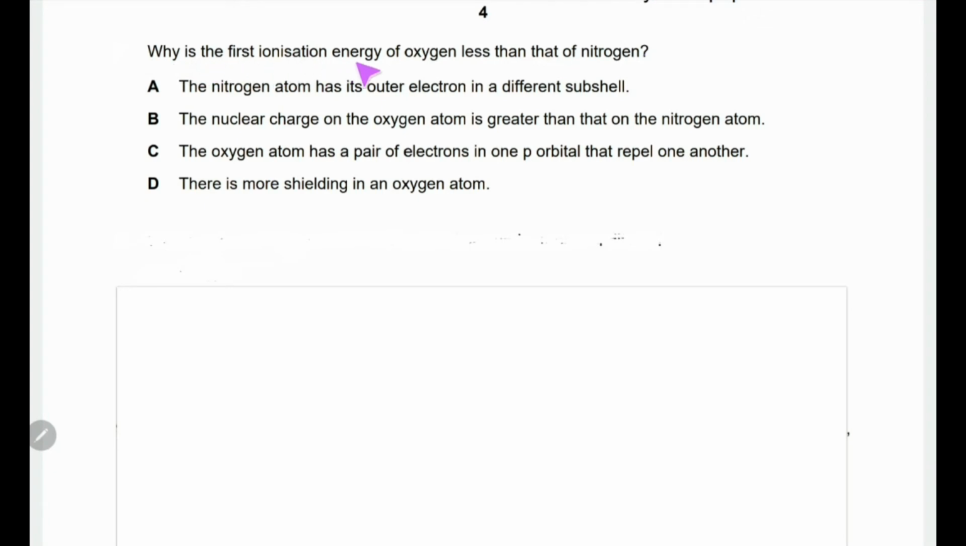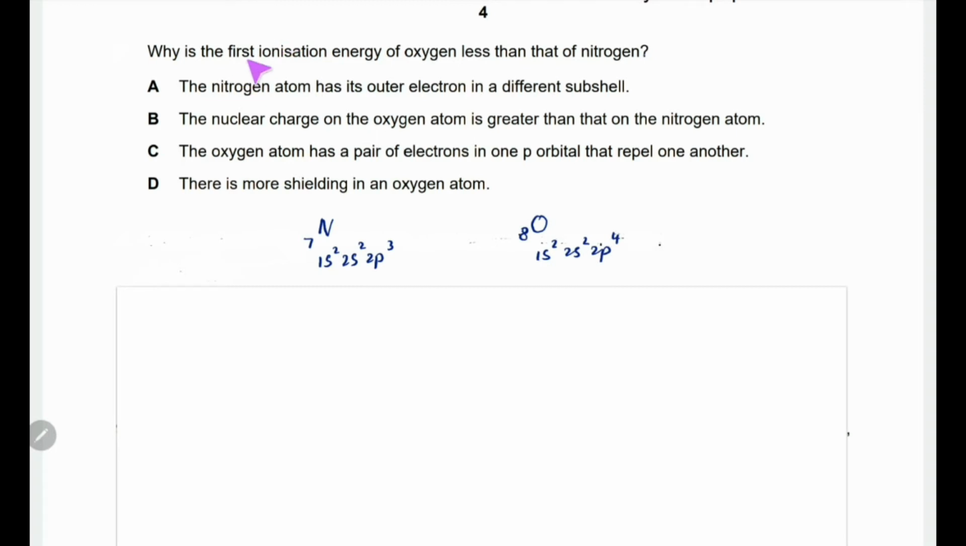Why is the first ionization energy of oxygen less than that of nitrogen? First of all, nitrogen belongs to the fifth group having atomic number 7, and oxygen belongs to the sixth group of the periodic table having atomic number or proton number 8. The electronic configuration for nitrogen is 1s2, 2s2, and 2p3. For oxygen, it is 1s2, 2s2, and 2p4.